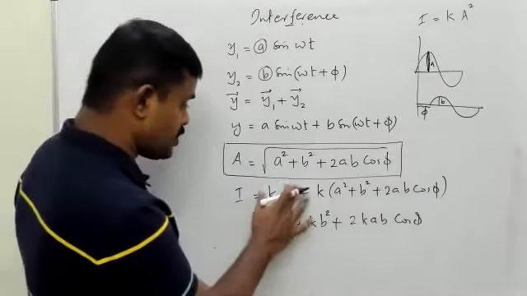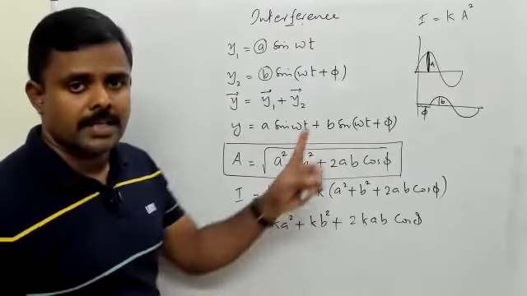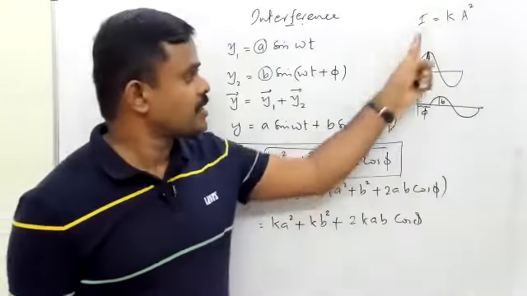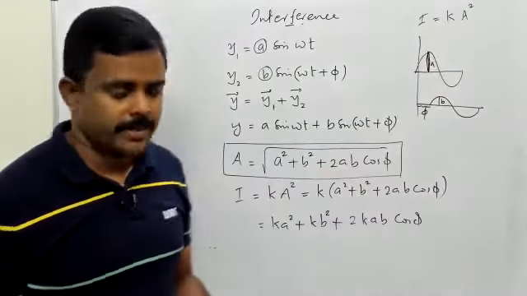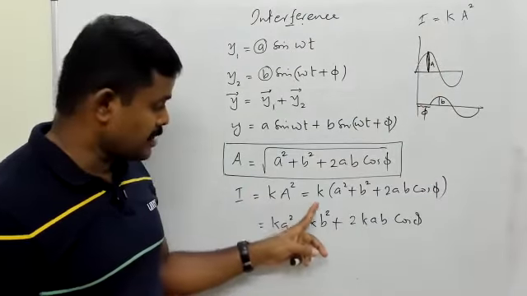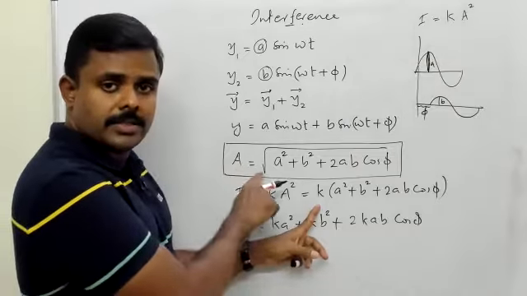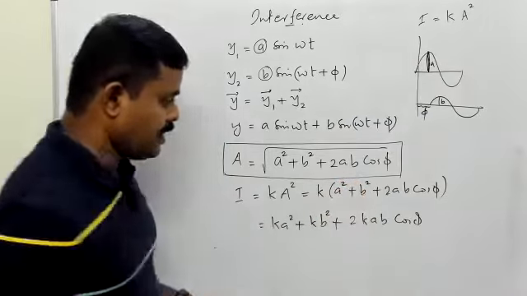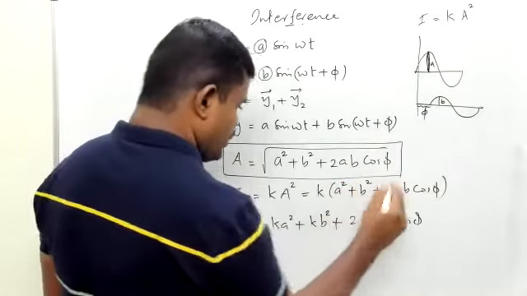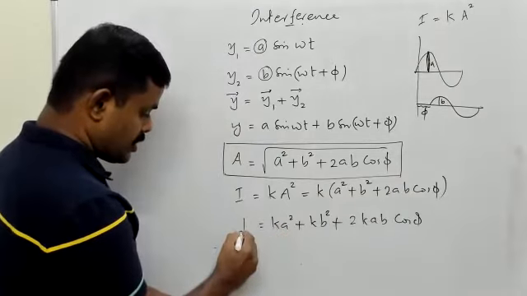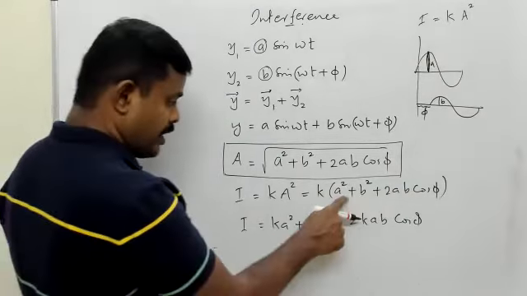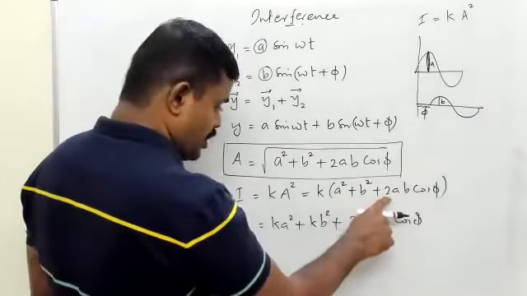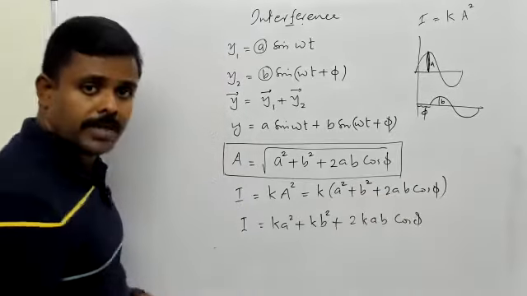And I can find the intensity now. How do you find intensity? Class 11 waves: intensity is directly proportional to amplitude square. So intensity is equal to a constant into amplitude square, K into A square. The square root gets gone, right? So A square plus B square plus 2AB cos phi. If I expand this bracket, what am I going to get? This is the resultant intensity: K into a square, Ka square; K into b square, Kb square; plus 2 into K into ab cos phi, 2Kab cos phi.